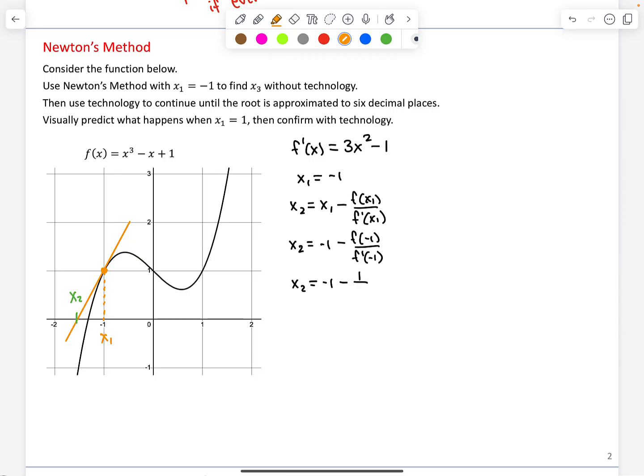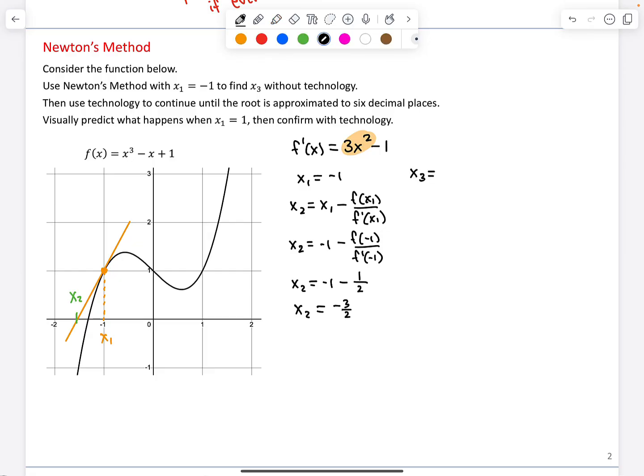And now let's plug -1 into f prime. So -1 squared is +1 times 3 is 3, and then -1 is 2. So in the end, we get that x sub 2 is equal to -1 minus a half, which is -2 halves minus a half, or -3 halves. So you can see there's slight error in my drawing by hand over here, because this location, as I've drawn it, doesn't appear to be exactly at -3 halves. But continuing by hand, let's find x sub 3 next.